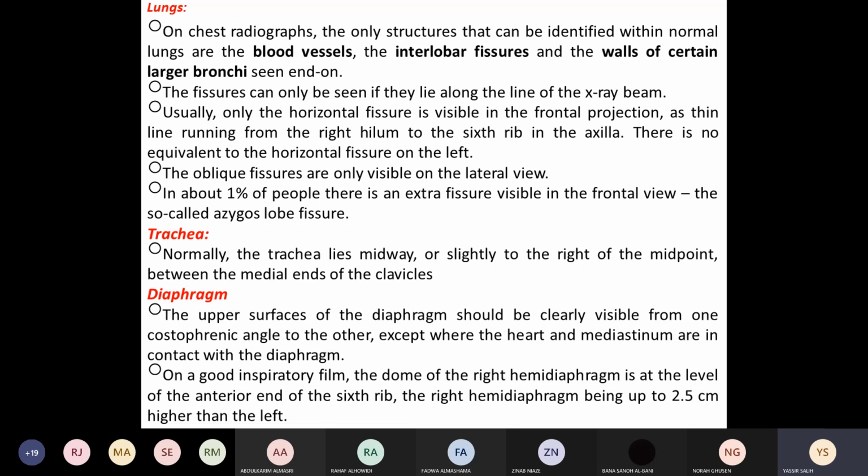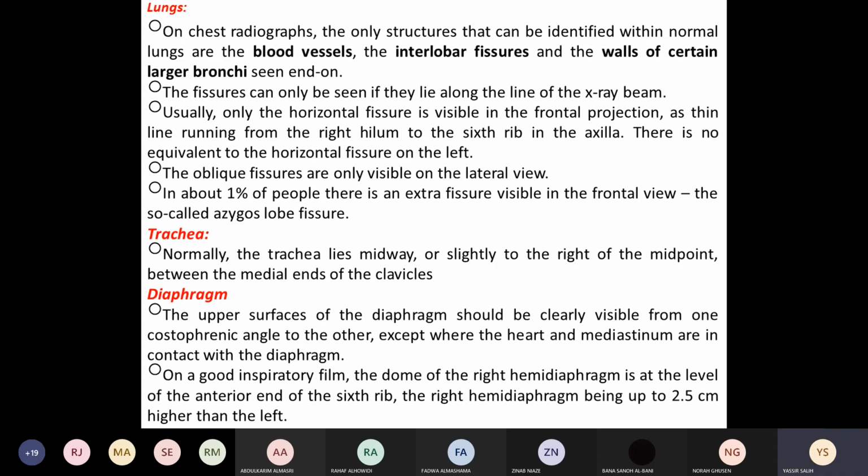We know we have the horizontal fissure on the right lung and the oblique fissure on both the left and right. The horizontal fissure is only seen in the right lung in the frontal chest X-ray, frontal projection. Sometimes on the frontal chest X-ray this horizontal fissure may not be seen, but if it is visible it is usually seen in frontal projection. When we say frontal, this means PA or AP, not lateral. So it is either an AP or PA film.